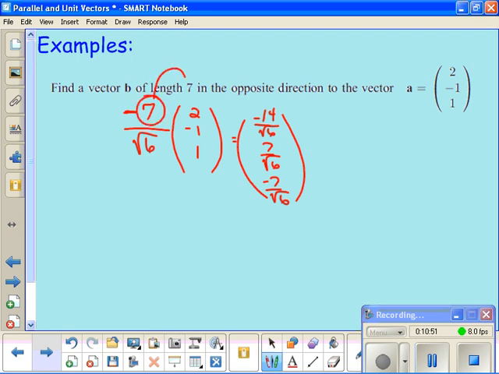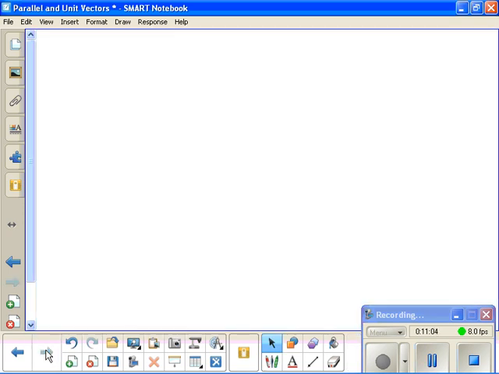The 7 tells me the length. The square root of 6, by putting 1 over that, converts it to the unit vector of length 1, and the negative makes it go in the opposite direction. And that's all.